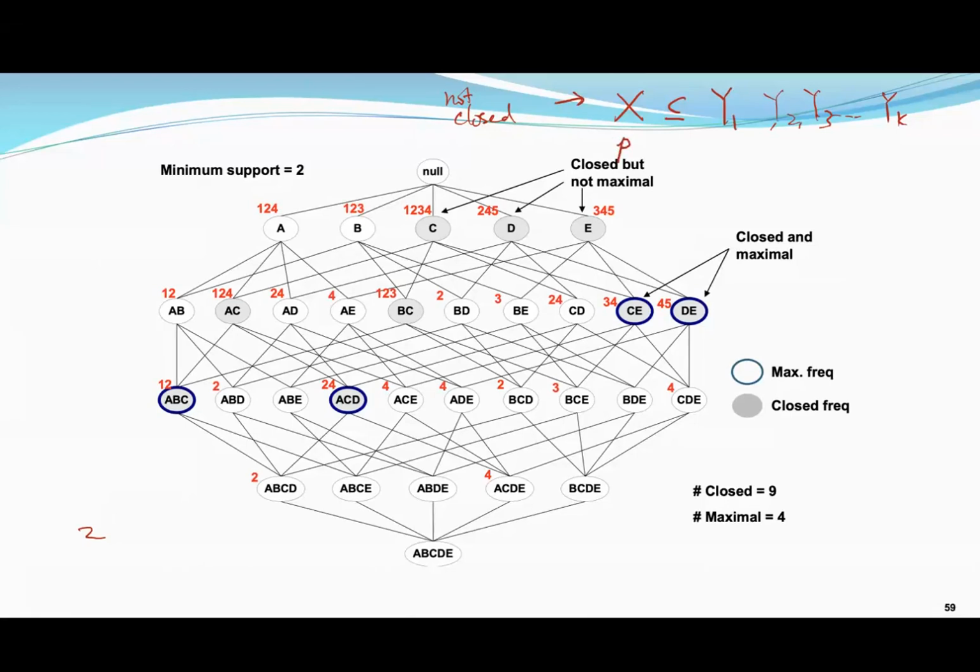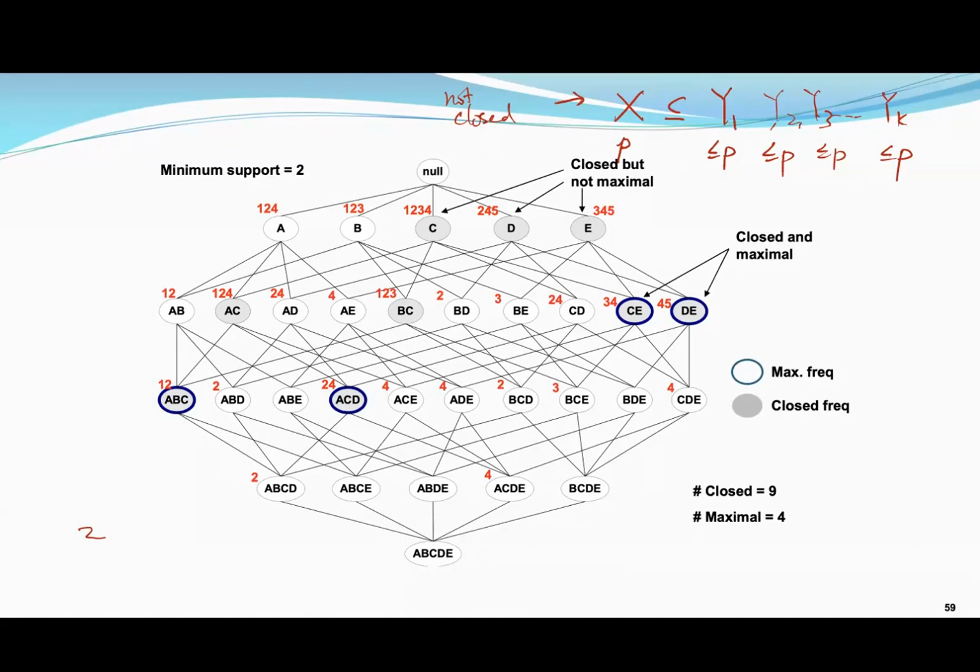And well, the fact that X is a subset of Y1, Y2 to YK, by the a priori property, we know that the support counts of Y1, Y2 to YK cannot exceed P, right? They all have to be less than or equal to P, because the Y's are supersets of X, and their support counts cannot be more than the support count of X. That's by the a priori property, right?